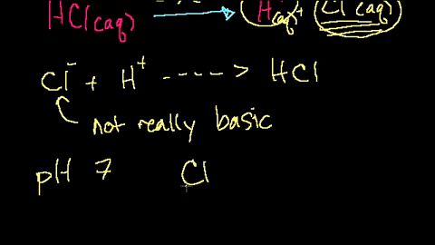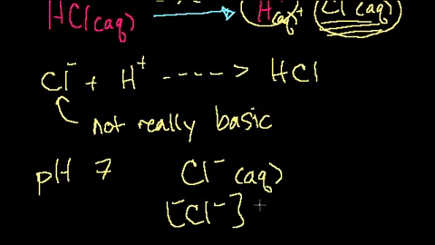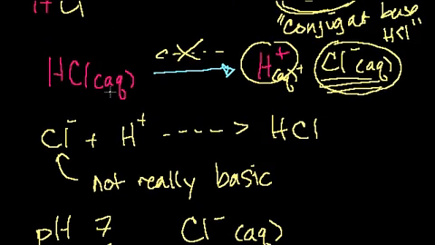If you have chlorine minus in an aqueous solution, I don't care what its concentration is. You could have 10 molar of it. The pH is still going to be 7 because it's not going to change the solution. Now, obviously, if you put hydrochloric acid in an aqueous solution, this will change it because you're going to be dumping all of these hydrogen protons into the solution.